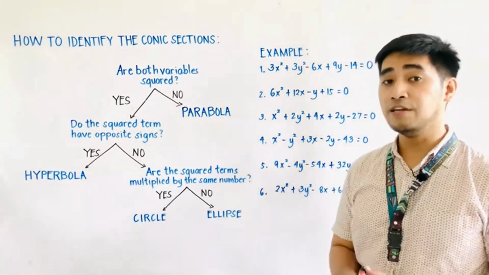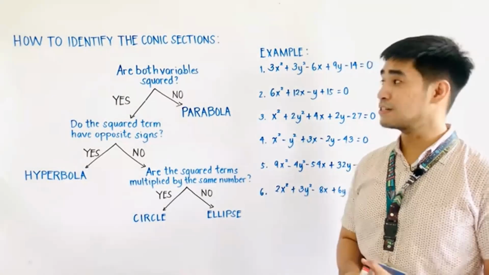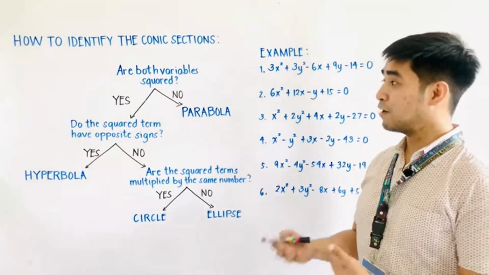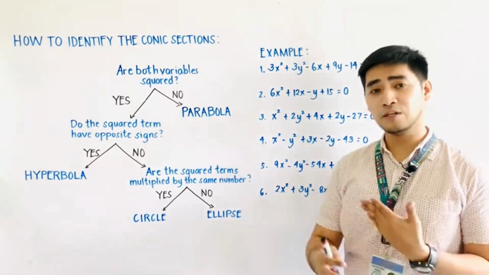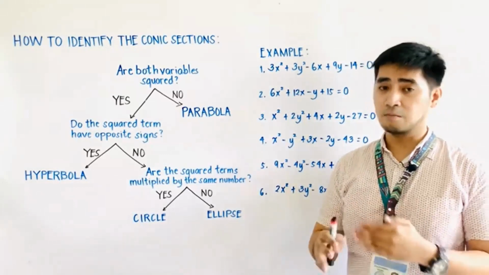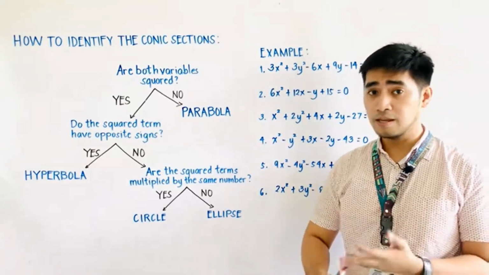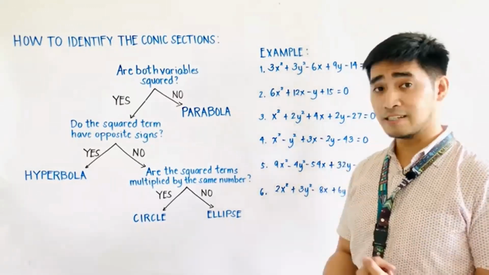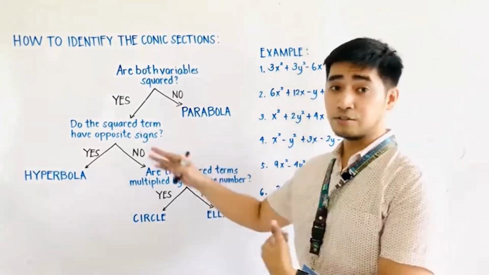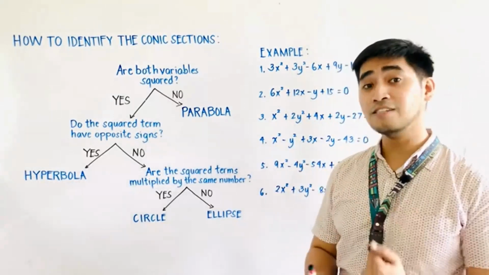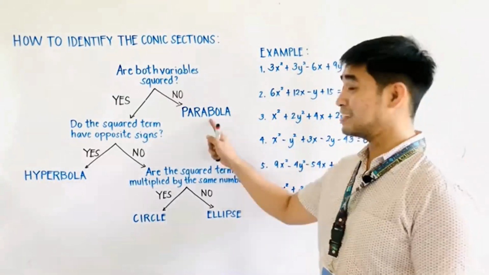So we have here different questions. The first question is, are both variables squared? So if you're given an equation, you ask yourself, are both variables squared? Is x squared? Is y squared? Then if your answer is yes, then you have to ask yourself another question. But if your answer is no, therefore it is a parabola.